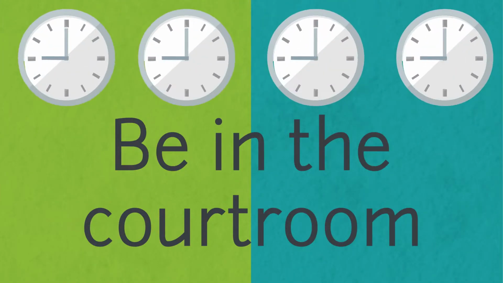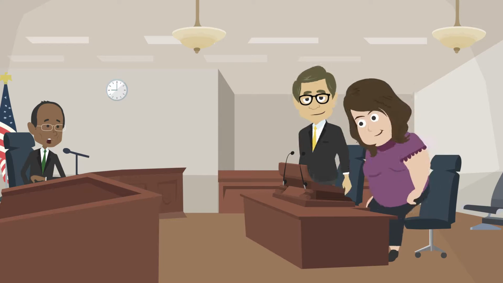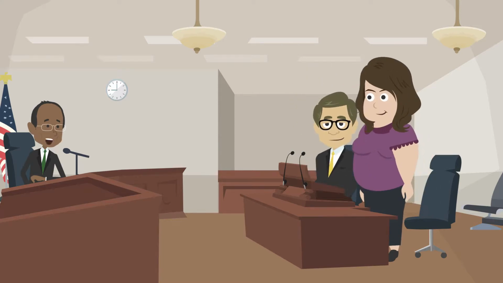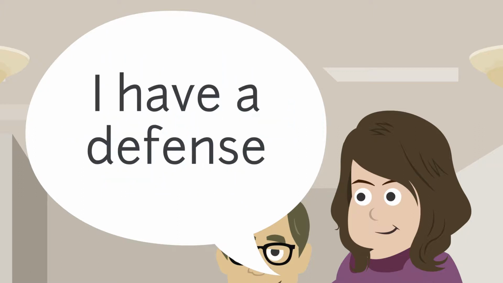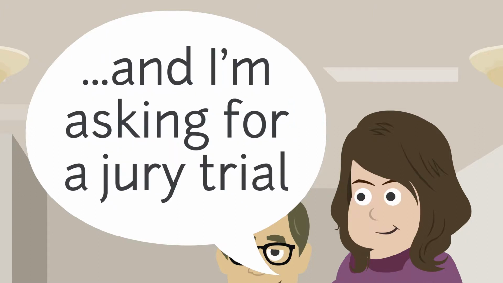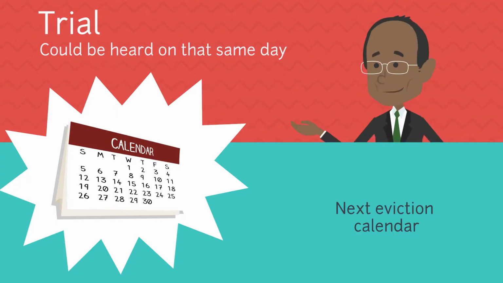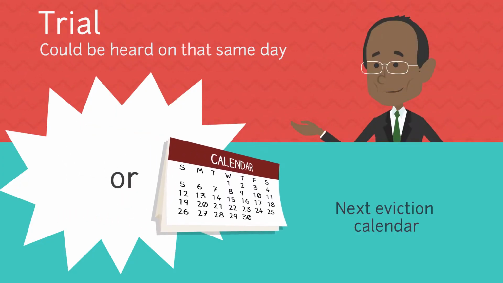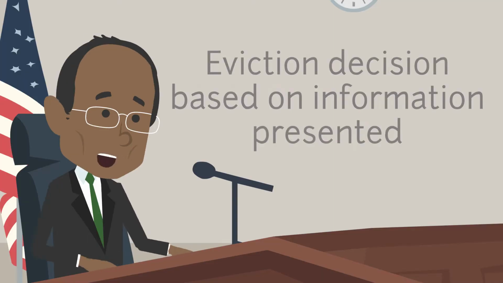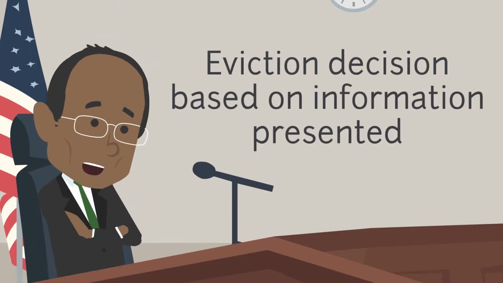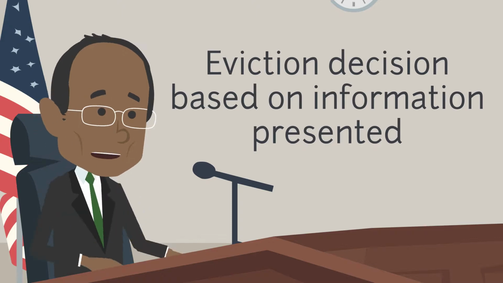Make sure you are in the courtroom at the time of your hearing. When the judge calls your case, make sure you tell the judge if you live in subsidized housing, tell the judge your defense at that time, and whether you are asking for a jury trial. The judge may hear all the facts of your case at that time or set it for another day. The judge will then decide whether you should be evicted based upon the information you and the landlord present.